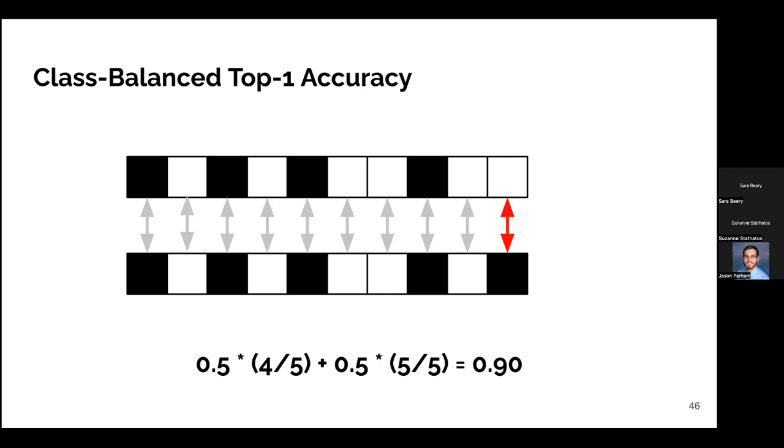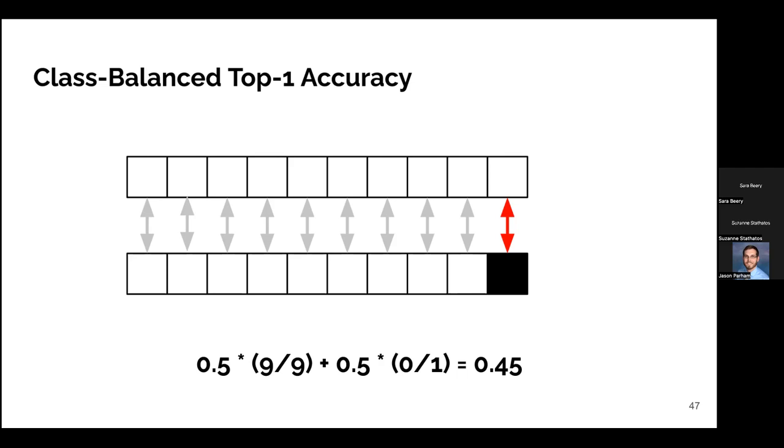But on this other example where we have the imbalanced test set, you get 9 out of 9 correct on the white boxes and 0 out of 1 correct on the black boxes. And so you wind up with a 45% class balanced accuracy. So this is a very simple way to get a metric that is sensitive to class balance. And we're going to see this over and over again. In every one of these contexts, segmentation, detection, there are versions of this where they do class balanced average precision, or things like that.